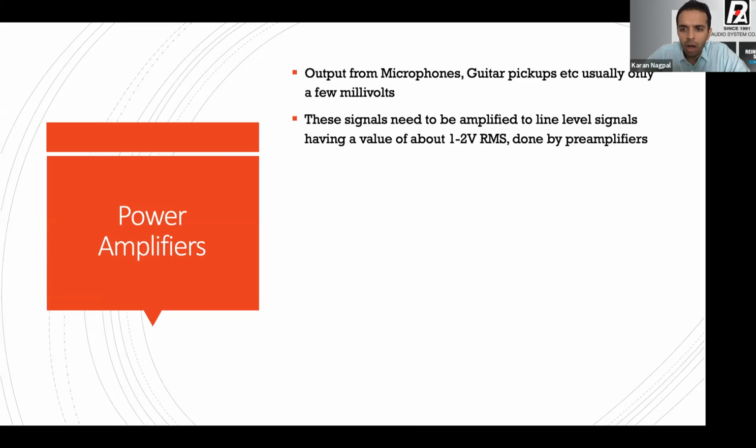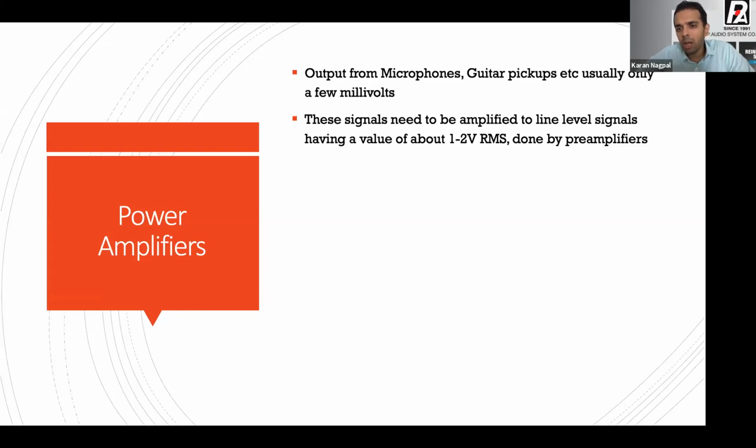And then line level signals, when we talk about line level signals, is again something in the range of about half a volt to about 2 volts. And that is the input that we expect to go to a power amplifier. The power amplifier takes only line level input.